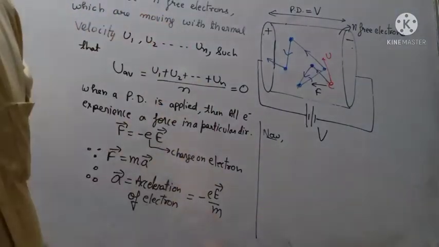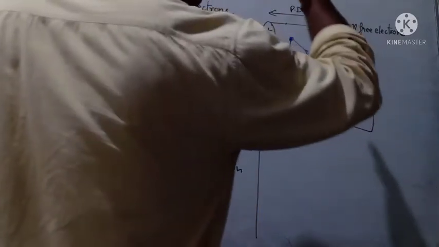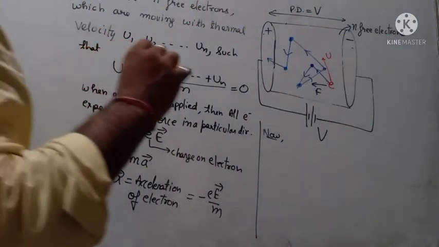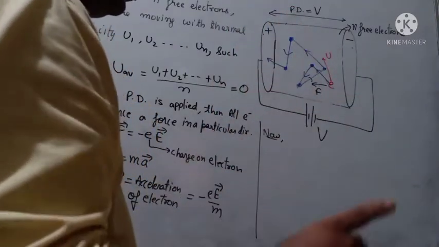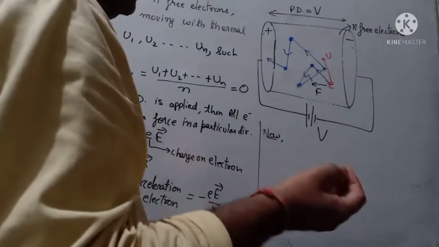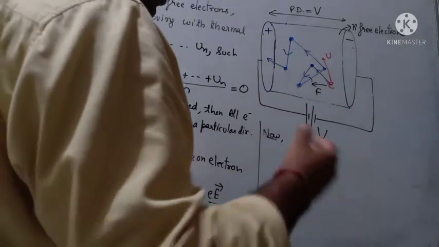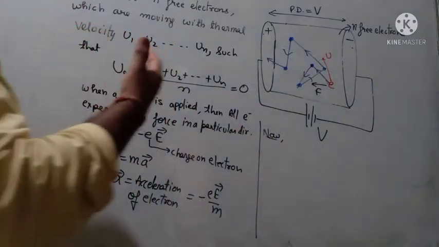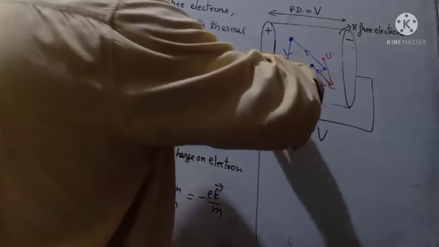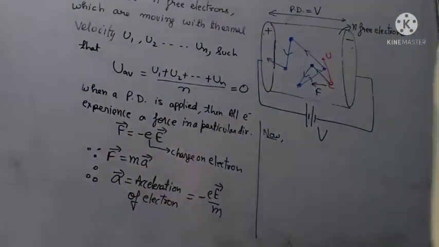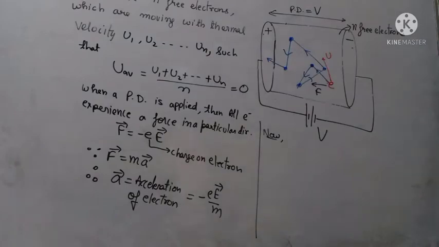So the average velocity by which an electron moves from one end of the conductor to the other end is called drift velocity. So what is drift velocity? The average velocity with which free electrons, या better to say charged particles, liquid है तो solid के केस में electron, charged particles move from one end of the conductor to the other end is called drift speed or drift velocity. ठीक?